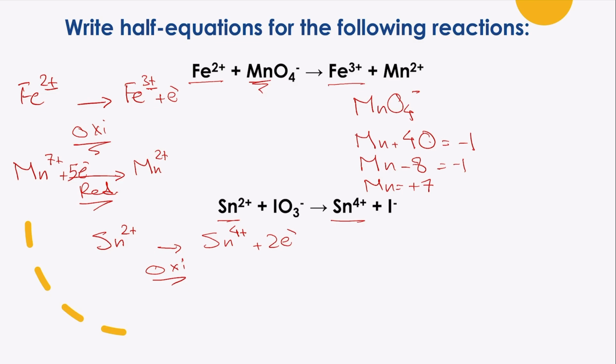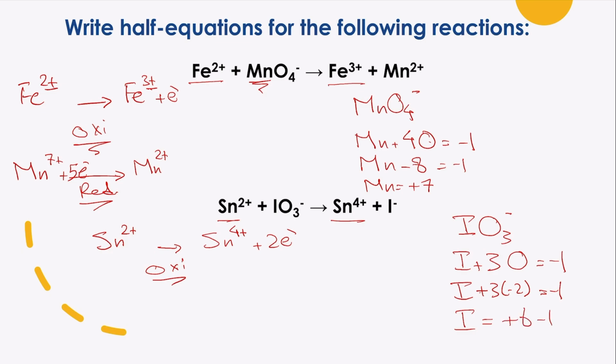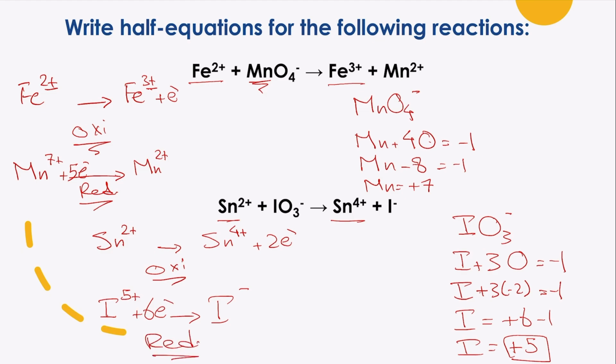What about iodine? We need to calculate the oxidation number for iodine in IO3-. So it's I plus 3 oxygens is equal to -1. I plus 3 by -2 is equal to -1. So we have here I, we have -6, so it's I plus (-6) equals -1. So the oxidation number for iodine is plus 5. So we can write it as I5+, it became I-. What has happened here, I5+ gained 6 electrons, and this is representing the reduction half equation.